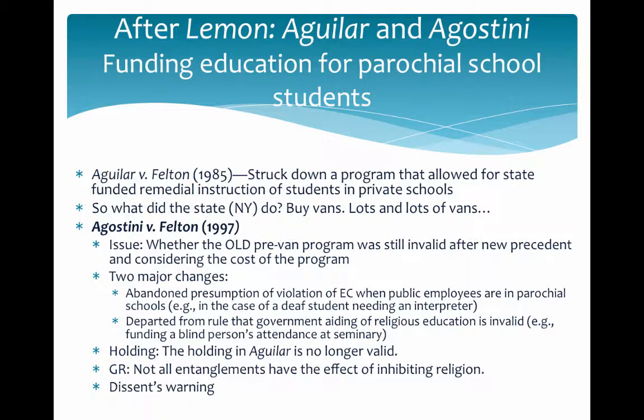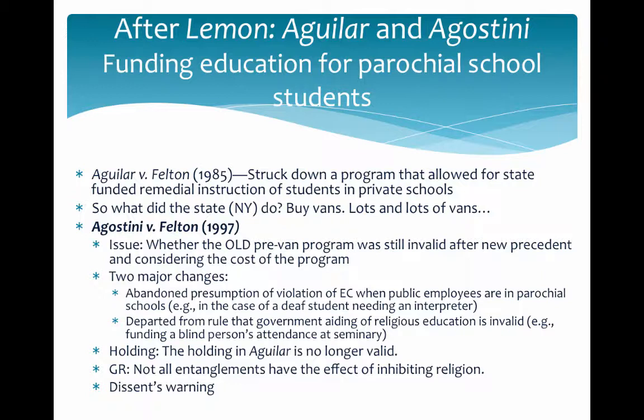As your book notes, they spent over $10 million on buying and retrofitting these vans. It was an extremely expensive process that actually ended up draining most of the money from the available funds. So there weren't a whole lot of funds to actually provide the remedial education. In between 1985 and when the Agostini case started in 1995, though it wasn't decided by the Supreme Court until 1997, a few cases came out that suggested that the court might be willing to look at the Aguilar program again.